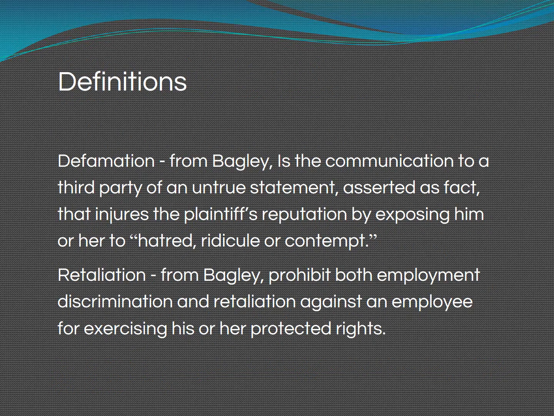Defamation, from Bagley, is the communication to a third party of an untrue statement asserted as fact that injures the plaintiff's reputation by exposing him or her to hatred, ridicule, or contempt. And retaliation, from Bagley again: prohibit both employment discrimination and retaliation against an employee for exercising his or her protected rights. In this case, Ashley Judd did not want to have sexual relations with him.